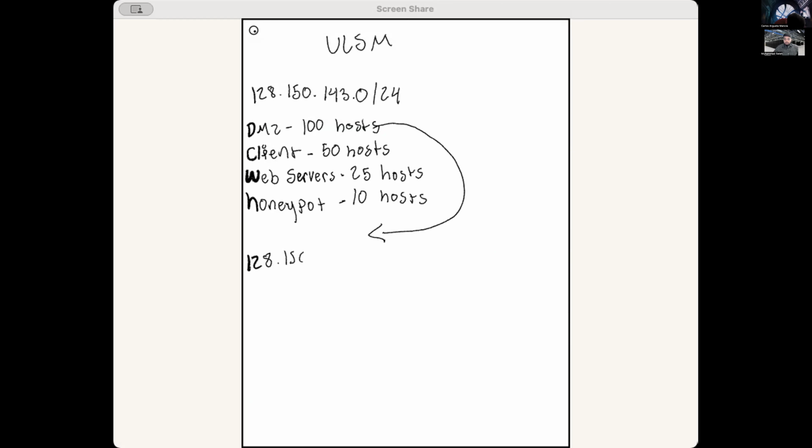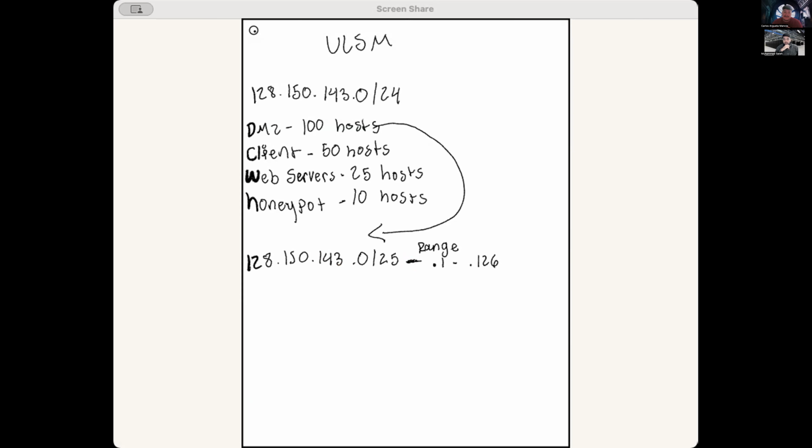That 150, that 143, that 0/25. Okay, so the range for this is .1 through .126. I'm not going to write out the whole subnet. Okay, we'll approach the secondary largest subnet first.